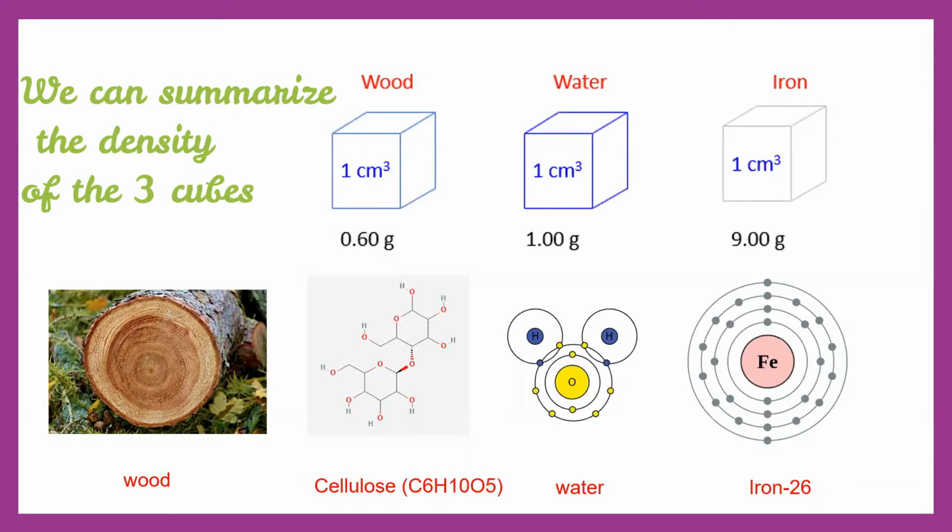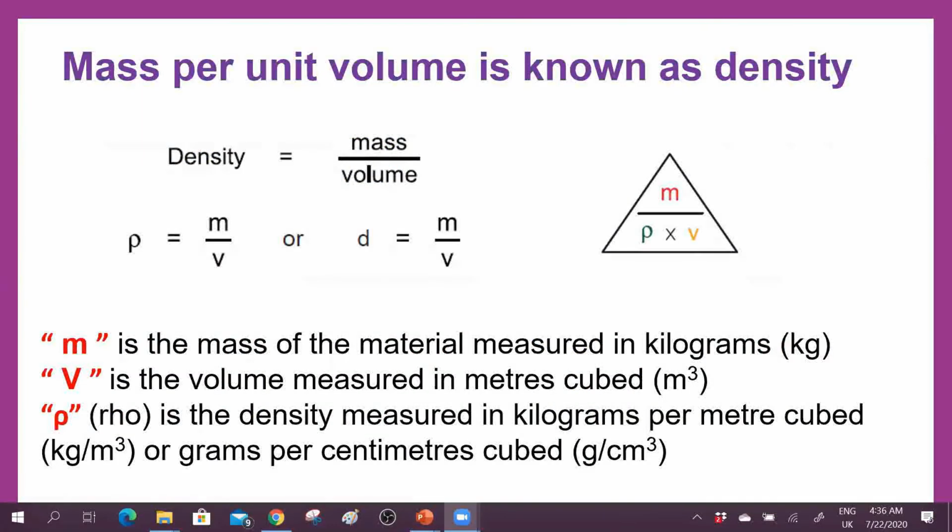So the density of the material depends upon the geometry of their atoms and molecules. Hence, the mass of the atoms, their size, and how they are arranged determine the density, not the volume. Mass per unit volume is known as density.